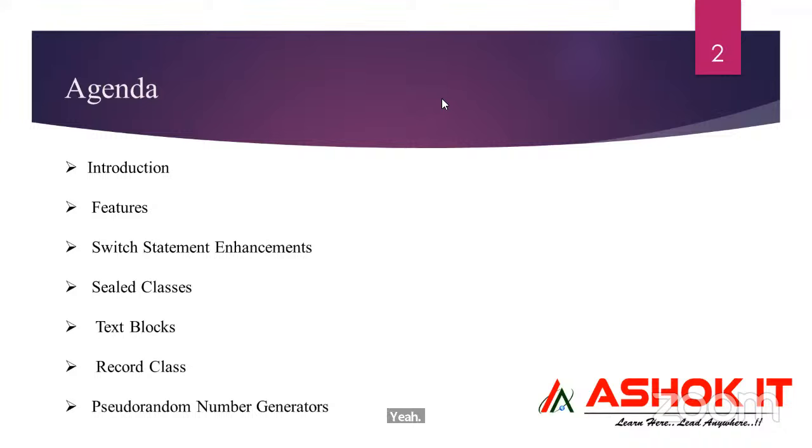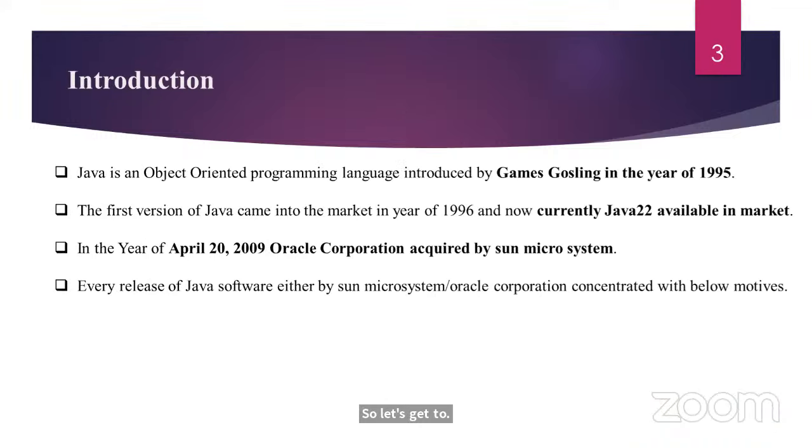Let's start with some introduction to Java, guys. As you already know, as you have been part of developing applications for a very long time, Java is an object-oriented programming language, which was introduced by James Gosling in the year 1995. The first version of Java came into the market in the year 1996. The current version available in the market is Java 22. In 2009, on April 20, Oracle Corporation acquired Sun Microsystems.